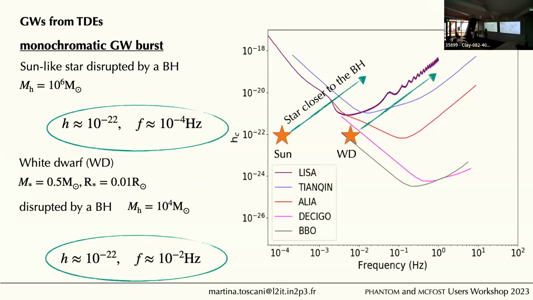Instead, if we consider a white dwarf tidally disrupted by an intermediate mass black hole, in this case, the strain is of the same order of magnitude, but the frequency is higher, around the Deci-Hertz. So as you can see from this plot, I put the two little stars, one representing the estimates for the sun-like star, and the other one represents the estimate for the white dwarf. As you can see from this plot, these sources are potential interesting targets for future space-based detectors, because this signal will increase along the green arrows if we consider the star closer to the black hole.